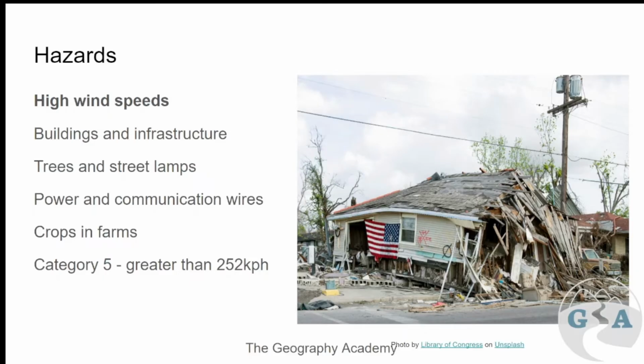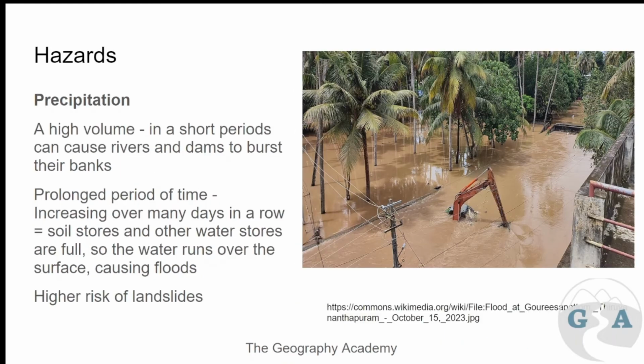So when we're talking about wind speed, a category 5 is anything greater than 252 kilometers per hour, which is incredibly fast. So it's a very high wind, and it can go way beyond that. That is just the threshold to get into the highest category. It doesn't mean that it's going to stop there at its maximum, so it can continue to grow.